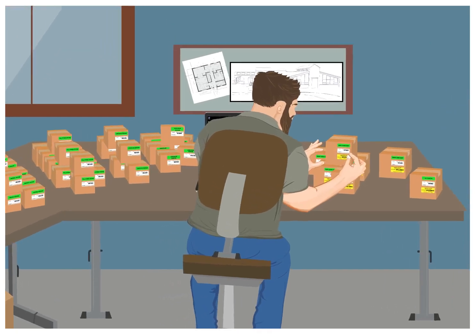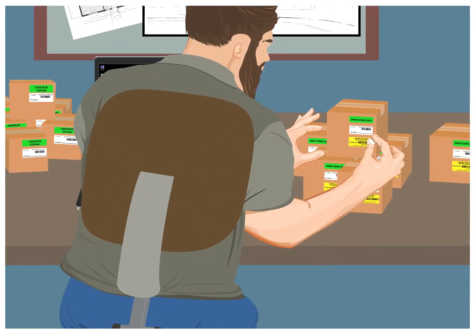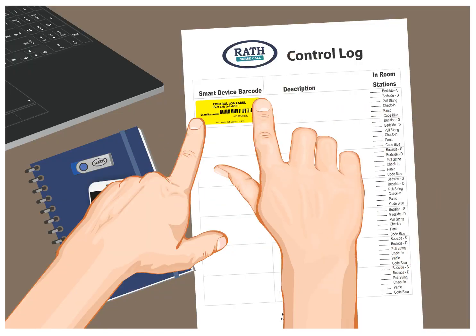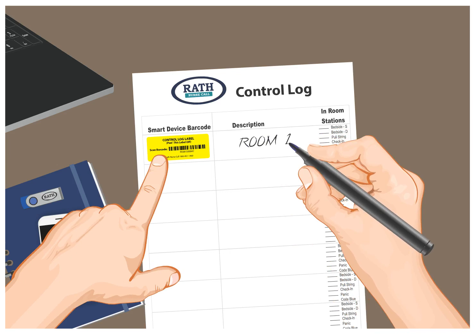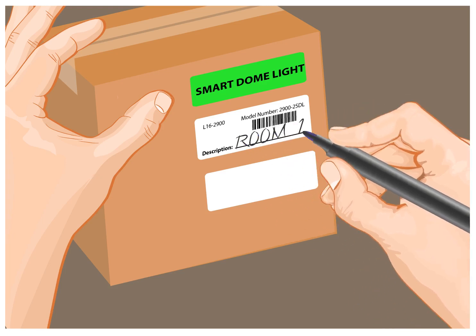Working with the control log, peel the yellow label from the outside of each smart device box. Place the label in the smart device barcode column. Write the description in the designated column, adjacent to the yellow label for the device. The description is typically the area where the device will be installed. Room 1, for example. Write the same description on the outside of the smart device box.